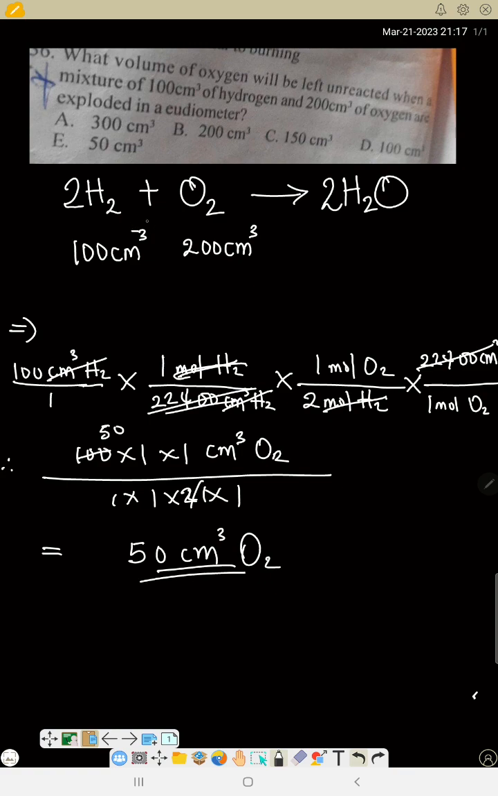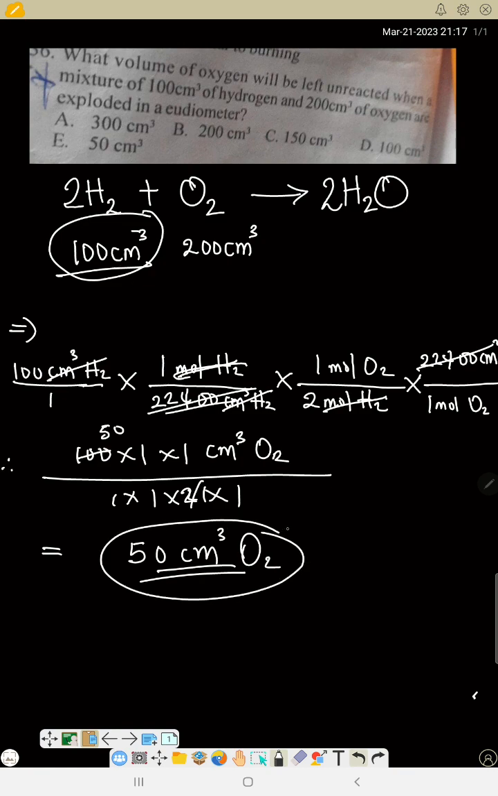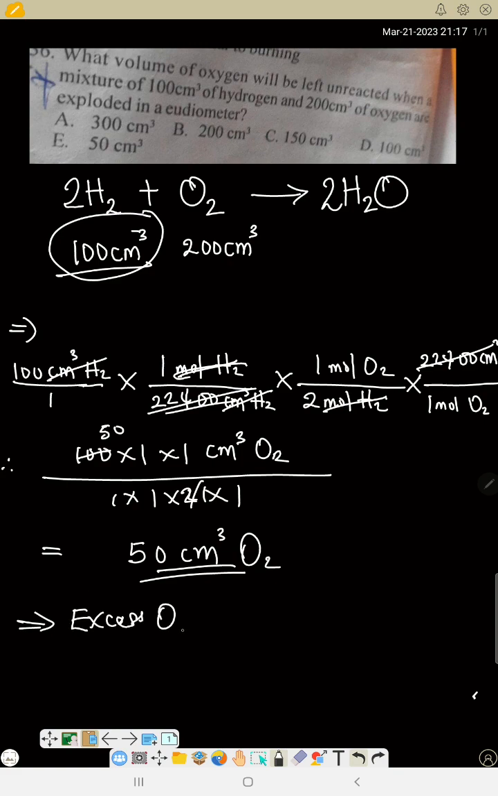That means by the time this 100 centimeter cube of hydrogen will finish, you must have used 50 centimeter cube out of this 200 of oxygen. So how much will remain now? Since I have 200 of oxygen, the excess oxygen will be equal to 200 minus 50. That is 150 centimeter cube. This is the excess oxygen, the volume of oxygen that will be left unreacted in the mixture.